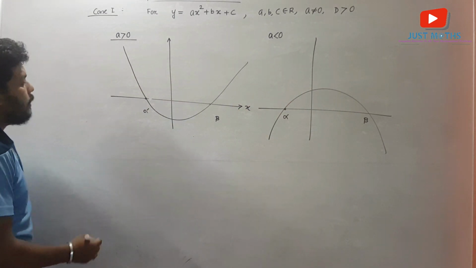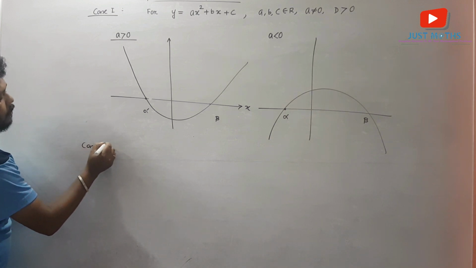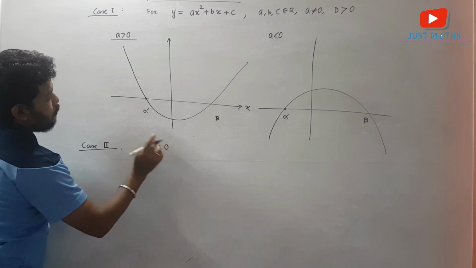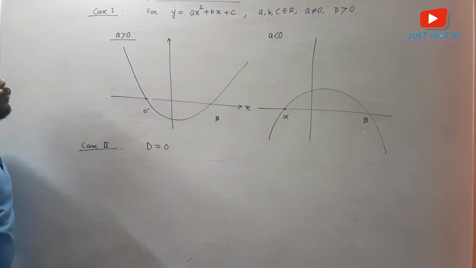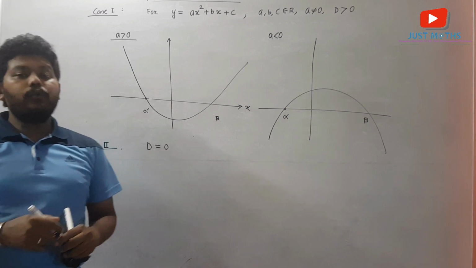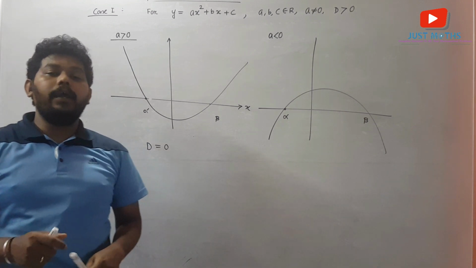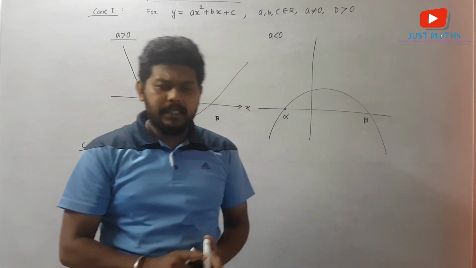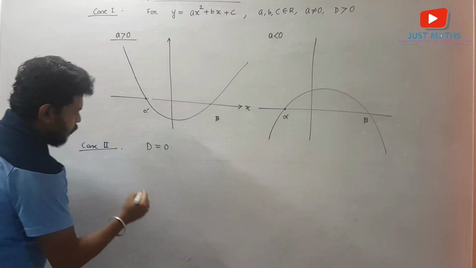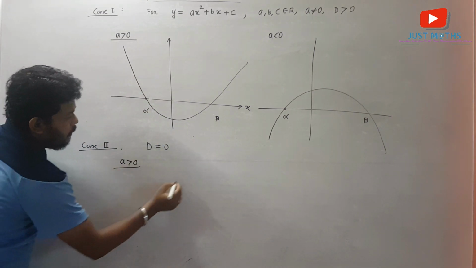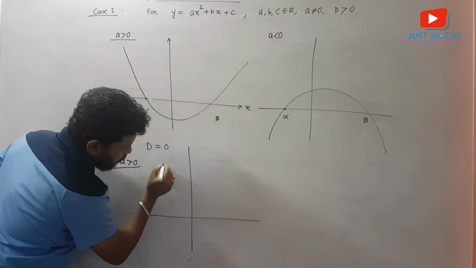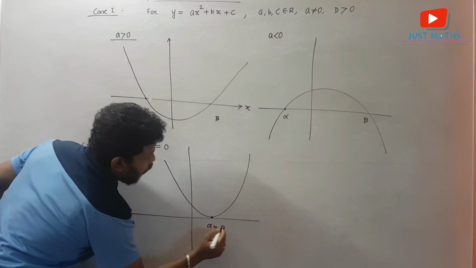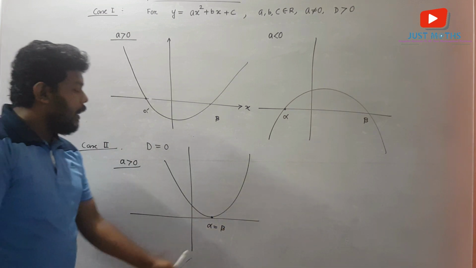Okay. Now case 2, for discriminant equal to 0, D equal to 0, when roots are equal, the graph of y equals ax square plus bx plus c equal to 0 will touch the x axis at only one point. So when a is positive, the graph will be like this. This point is your alpha equal to beta. Now alpha and beta are not distinct, they are equal.